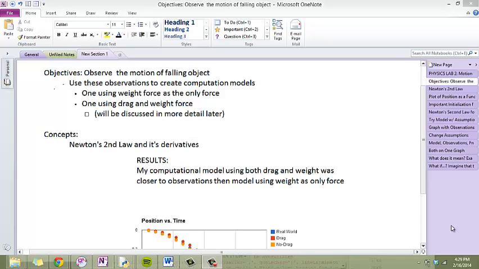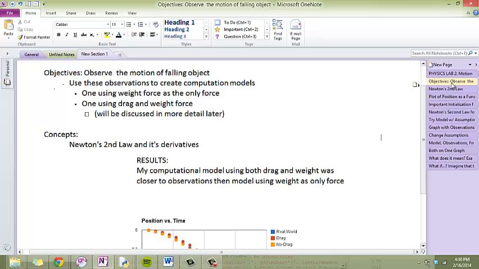The purpose of this lab was to observe the motion of a falling object and use some of these observations to predict the future motion of the object. We did this by constructing models using Newton's second law and its derivatives. One used weight force as the only force, and the other one used drag force and weight force, but these will be discussed later in more detail.